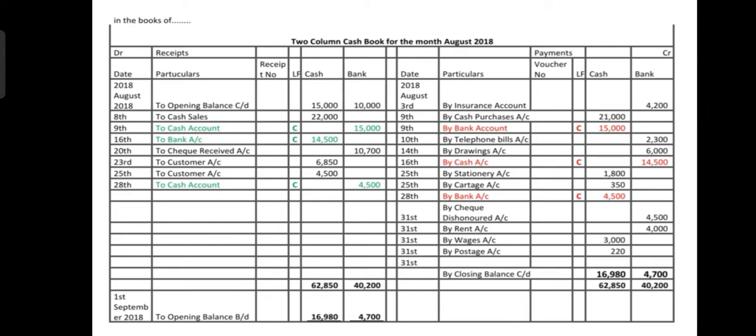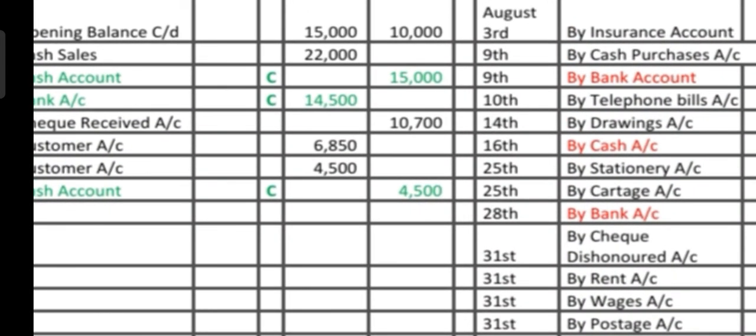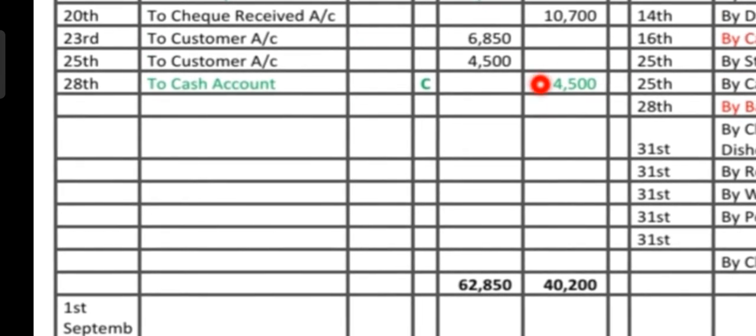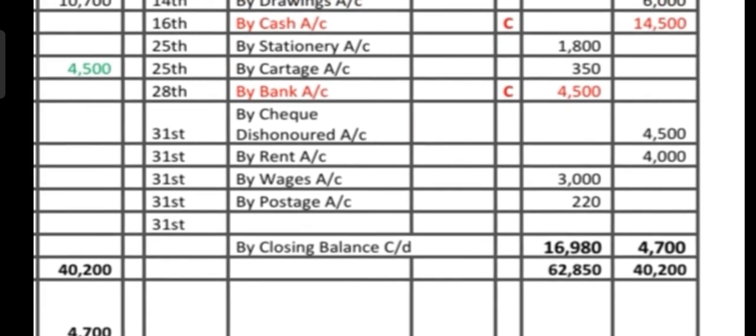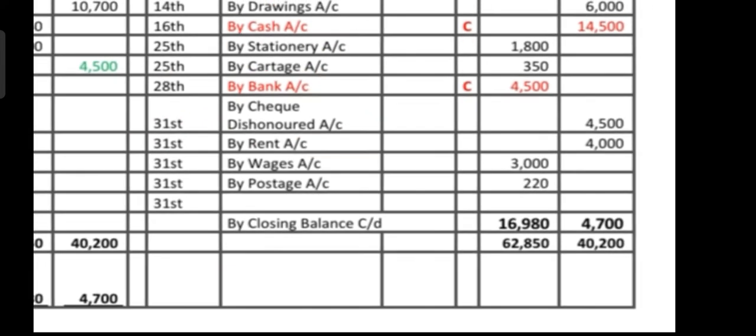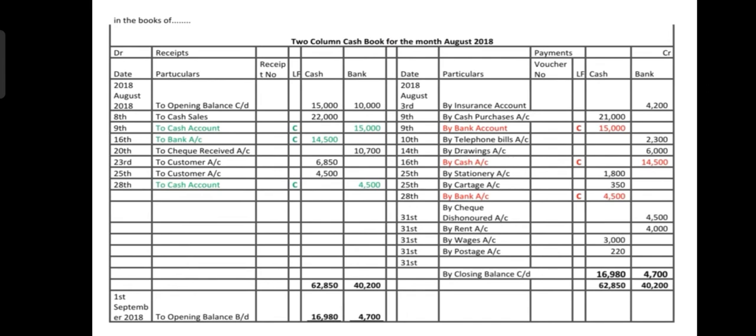So the entry we increased, that is 4,500 rupees, which we increased on 28th in the bank column, now that is to be reduced. See here. By recording 4,500 under the payment side in the bank column, actually this is not the actual payment, but what increased here, 4,500 in the bank column, now by recording under the payment side 4,500 we are reducing. So right here, by check dishonored account. This happened on 31st of January. What is the month? That is 31st August 2018.